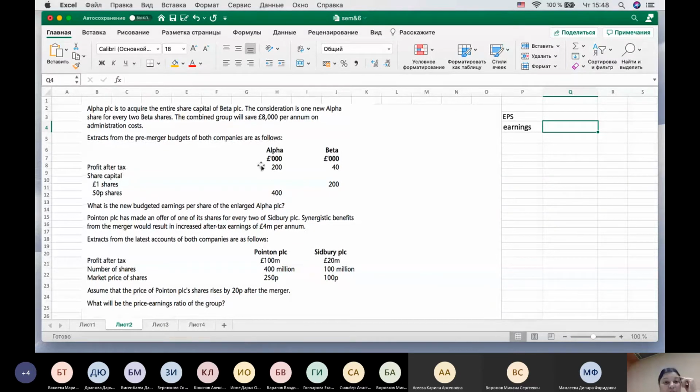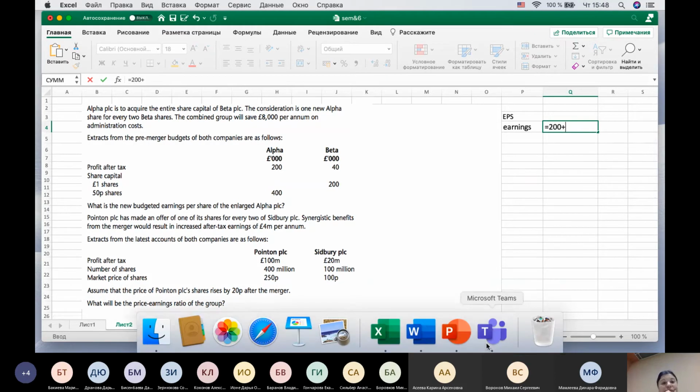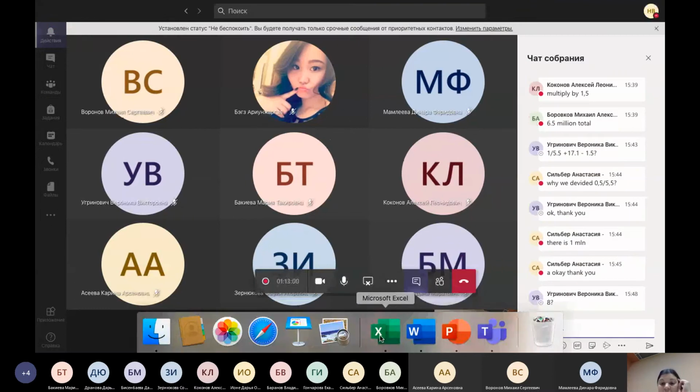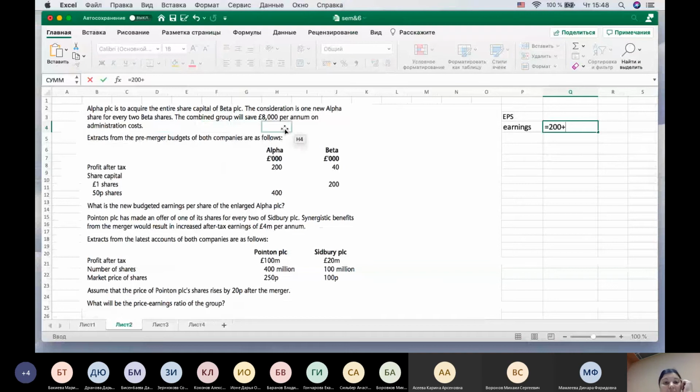We have profit after tax of Alpha company. Profit after tax of Alpha company equals 200 plus what? We are finding total earnings of the combined group. Exactly, plus 8, as the combined group will save £8,000. So plus 8 and plus profit after tax of Beta company, plus 40.